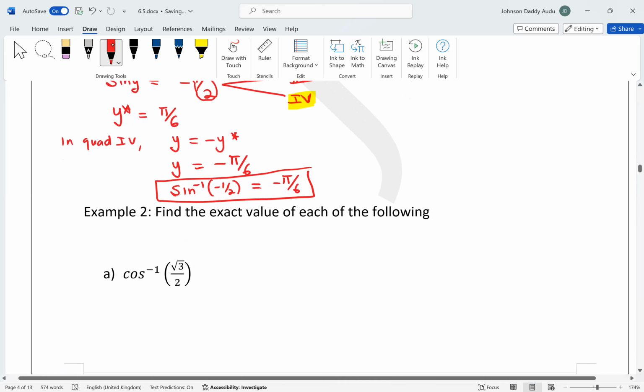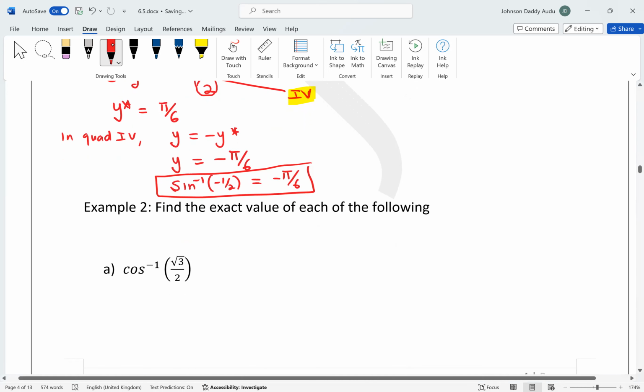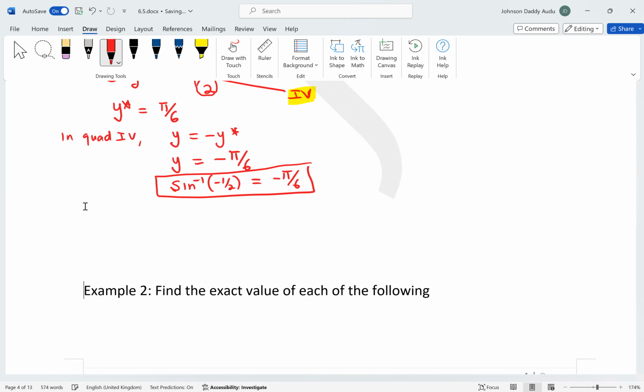All right, now let's discuss example 2. Example 2 is mainly for cosine, yes?